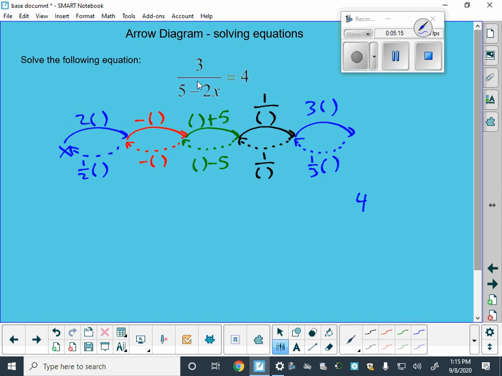It says the first thing that I should do to this 4 is divide it by 3, or multiply by 1/3. That will change it into a 4/3. The 4/3 is now at the end of the dotted blue line, which means it is at the beginning of the dotted black line. I want to use that one because it's getting me back in the direction that I want to go, closer to the x. And so if I flip a 4/3 over, I get a 3/4.